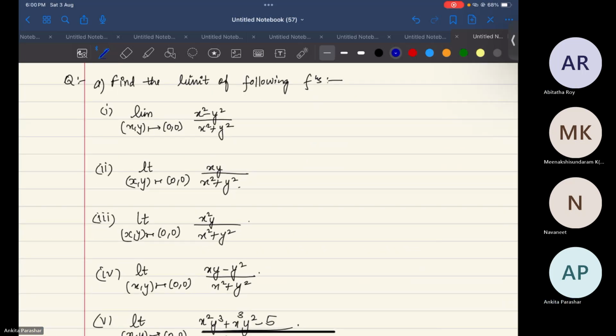Okay, so let's find the limit of the following functions. We have a few functions and you have to find the limit. Can you please try the first part? Limit (x,y) tends to (0,0) of (x square minus y square) by (x square plus y square).